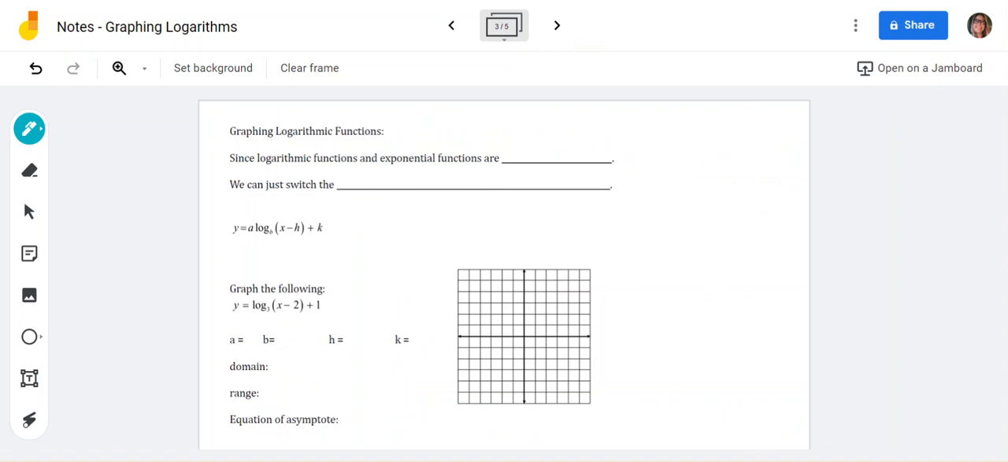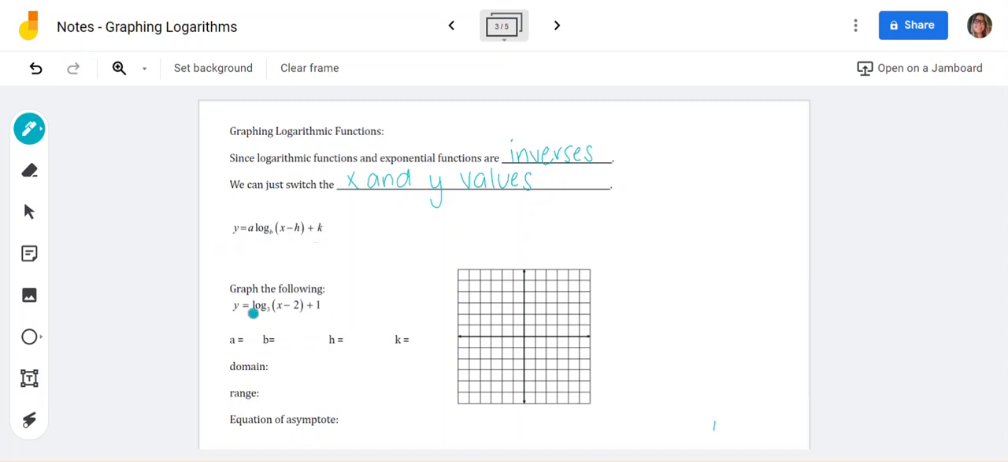Since logarithmic functions and exponential functions are inverses, we're basically just switching the x and y values. However, today we're going to mostly be using Desmos for our graphing, so we won't have to worry about that as much. So here is our standard form of a logarithm. It's a times log base b of x minus h plus k.